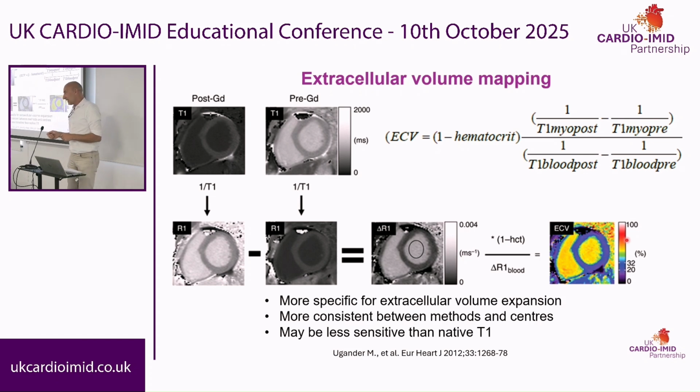And because there's an equation that has T1 before and after in it, if you have a different method that measures the T1, because there's a ratio, you take out that difference between the methods. So it's a bit more similar between 1.5T, 3T, and between different machines and methods. So ECV has its advantages, but because you've done a lot of calculations, it's probably a little bit less sensitive than native T1 mapping on its own.